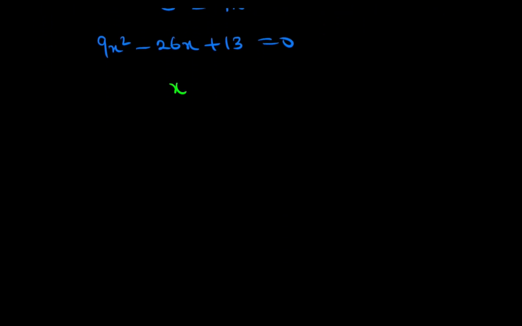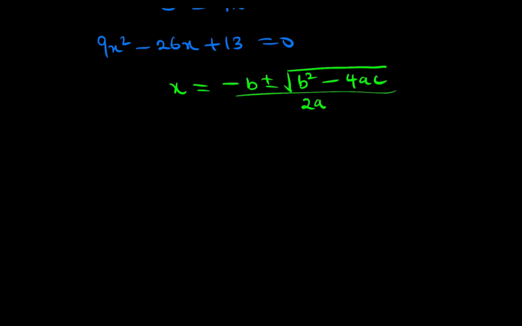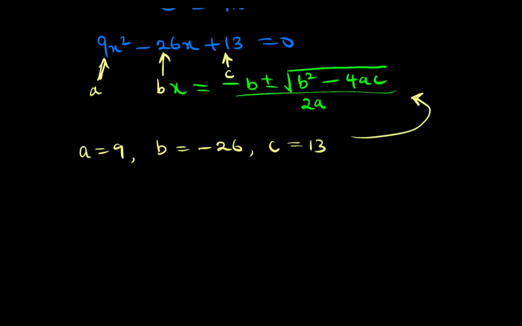The general quadratic formula in solving for x is given by negative b plus or minus the square root of b squared minus 4ac all divided by 2a, where our a is 9 and our b is negative 26 and our c is 13. So I'll write that out. A is 9, b is negative 26, and c is 13. We now need to plug all of this into this formula to obtain our value for x.